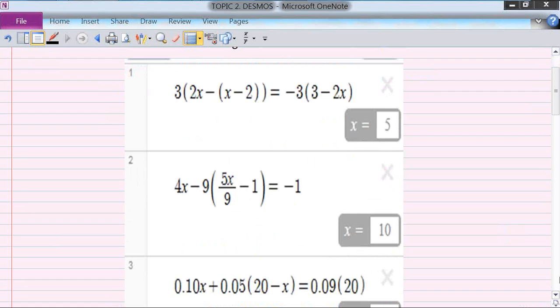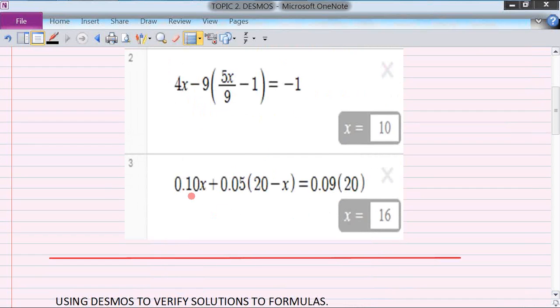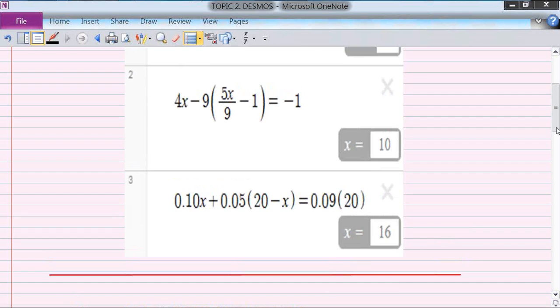Same thing, we go to the next problem, and we enter it right here. The solution is right over here. And the third problem is 0.10 times 0.05, 20 minus x equals 0.09 times 20, and the answer is right here. Now, of course, this is just the answer.